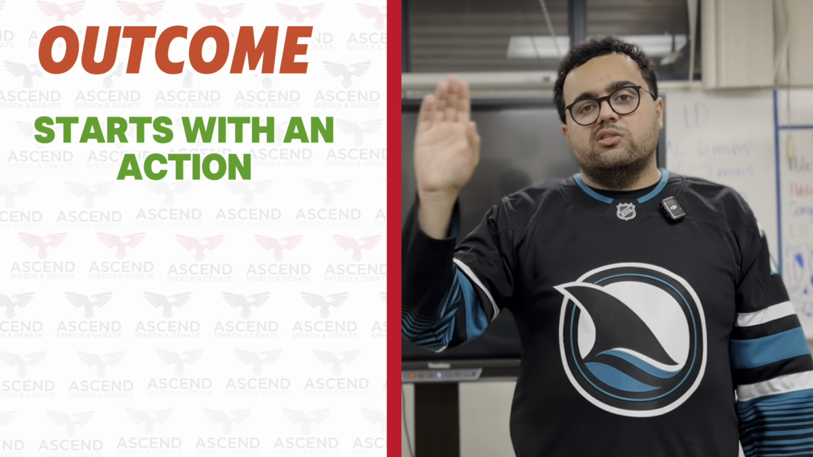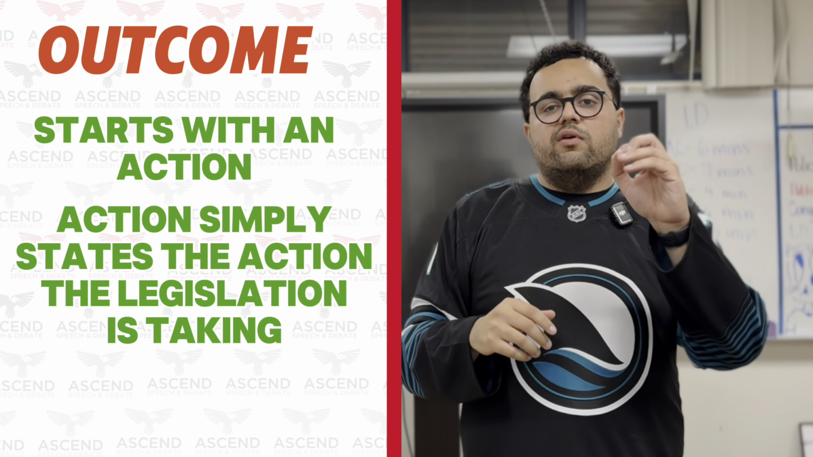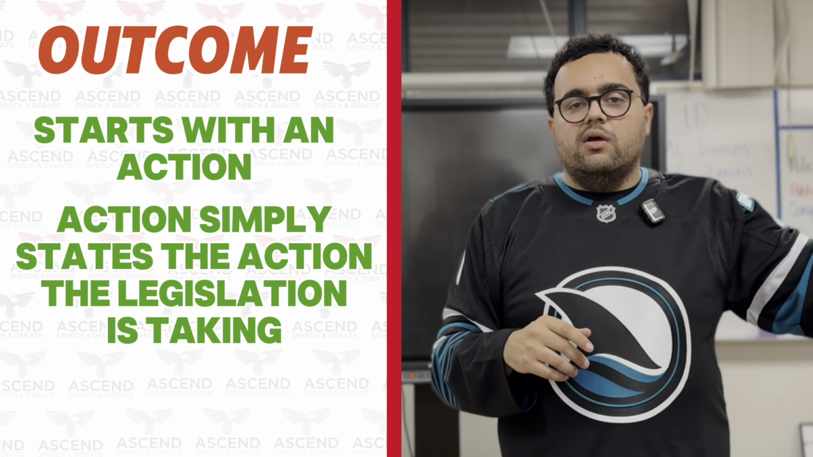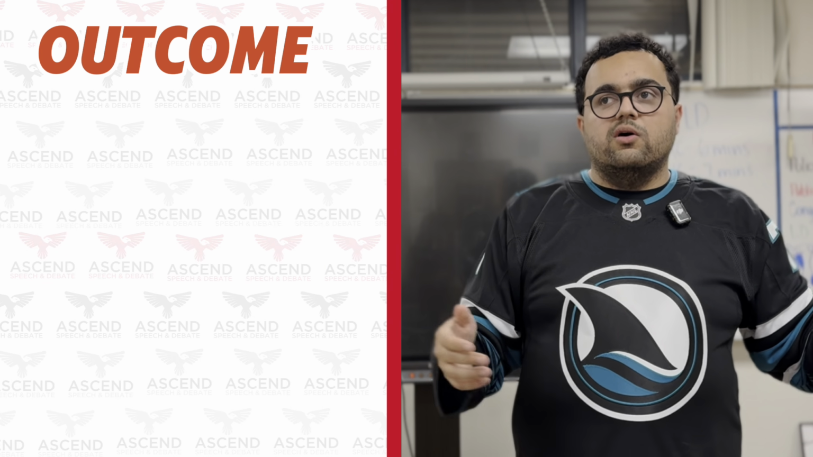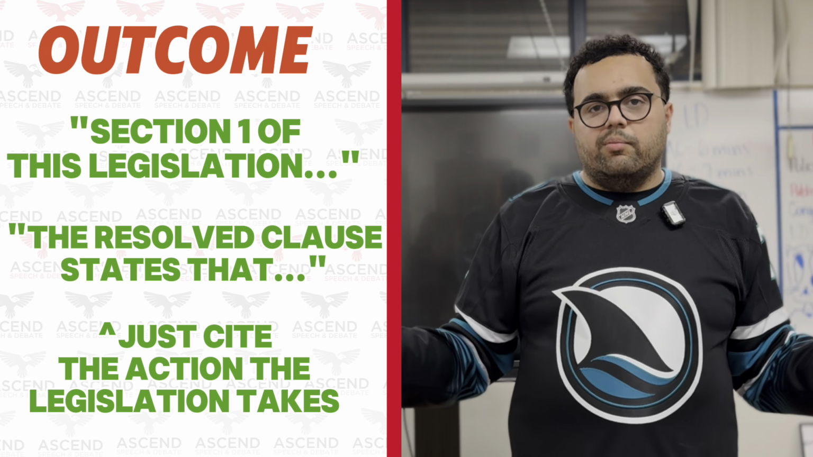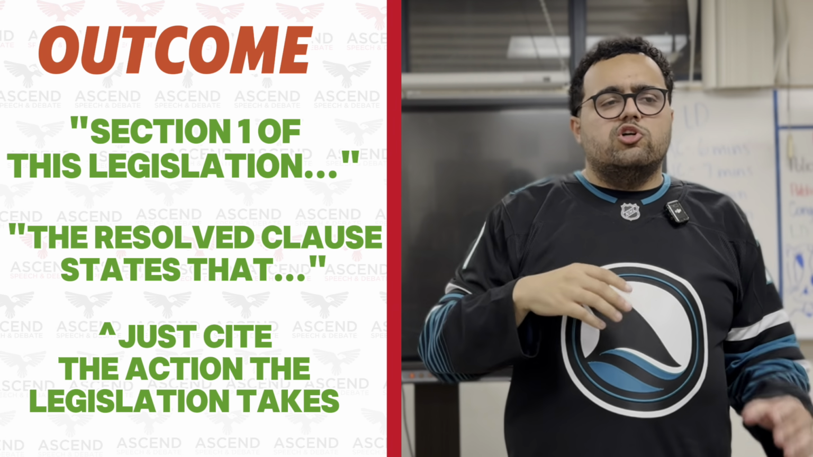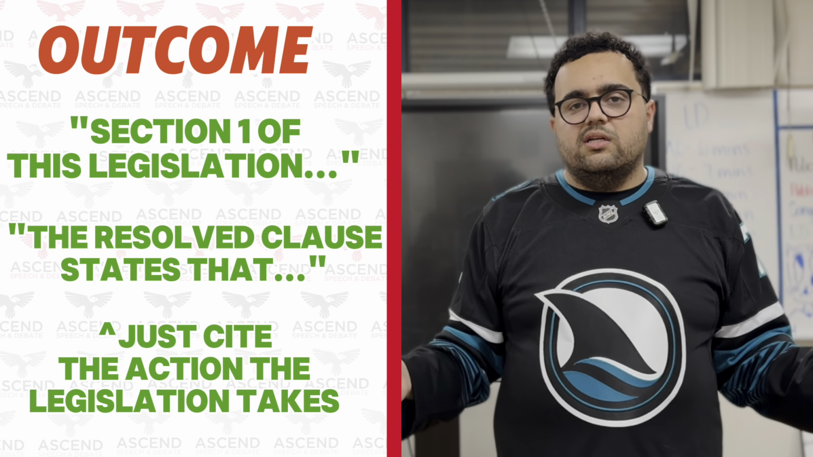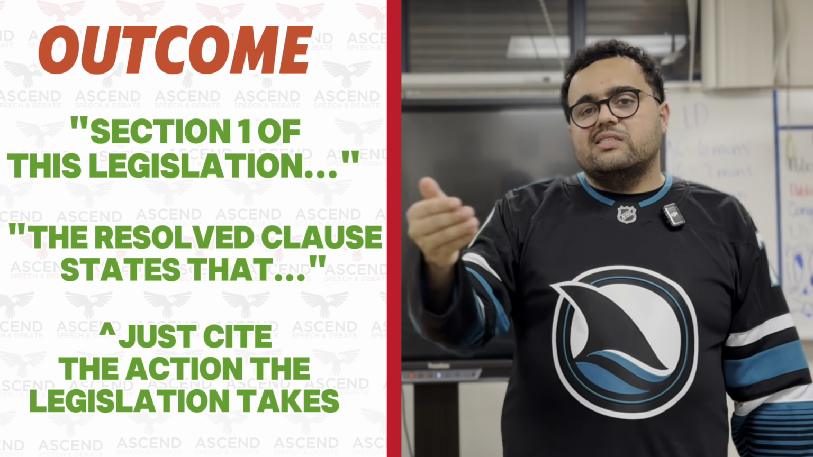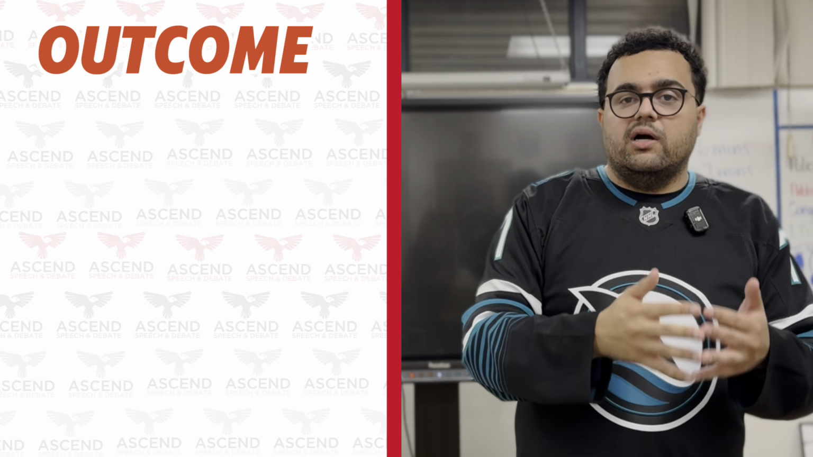The action is going to be where you start off. You're going to explain this legislation takes some type of action that's going to directly impact that status quo that we just talked about. So, Section 1 of this bill mandates that qualified immunity is no longer a thing for police officers. That's an action, right? That's going to directly impact the status quo. And there's no evidence here. You're just citing the piece of legislation. You're just citing which part of the bill is going to impact that status quo that you're talking about. Which brings us to the outcome portion of the outcome block, the actual outcome.